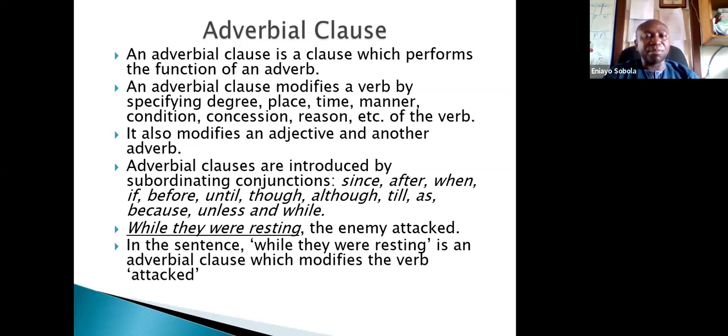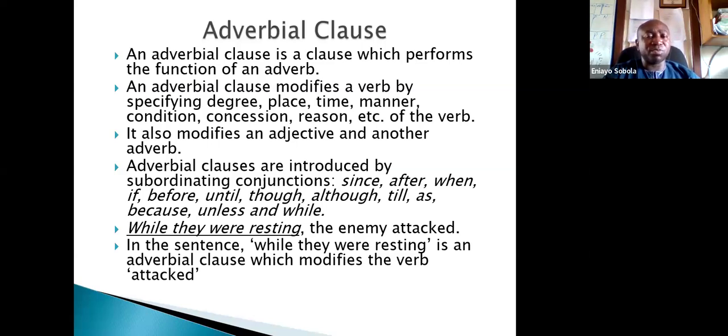We say that an adverbial clause modifies a verb by specifying degree, place, time, manner, condition, concession, reason, and so on of the verb. It specifies those qualities of the verb. You can say that it also modifies an adjective or another adverb. Generally, that's adverb for you.